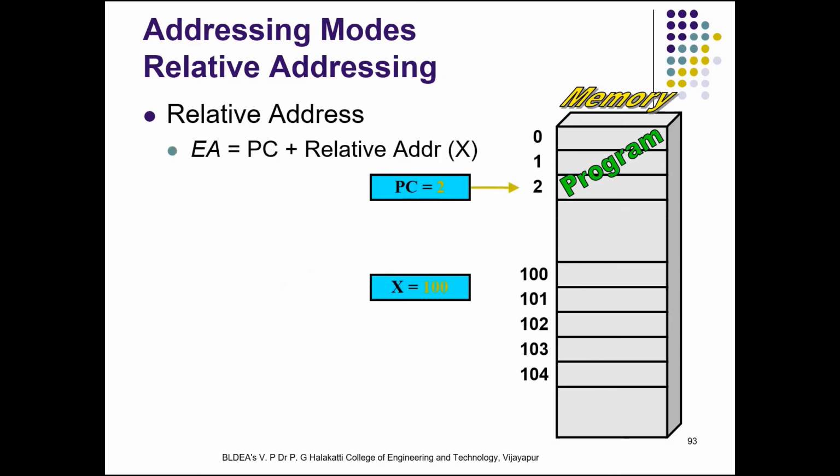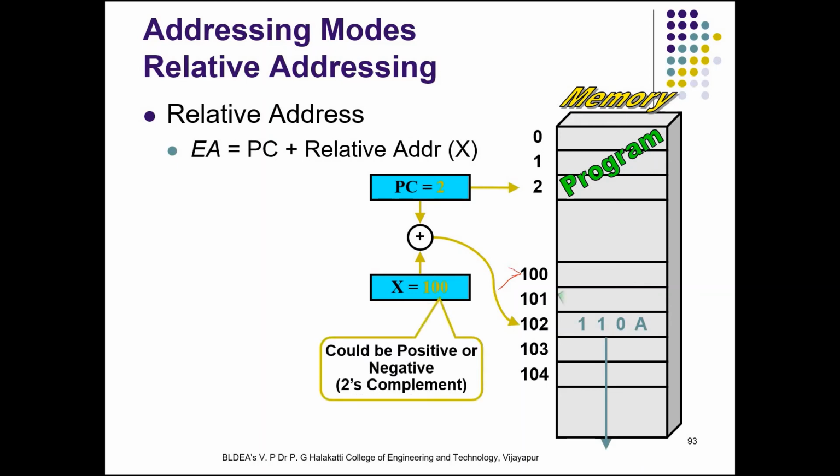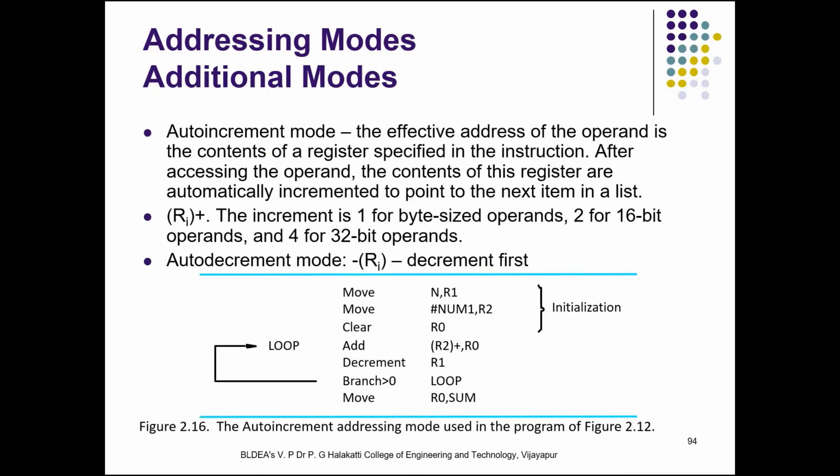Okay, so you can see here in relative addressing, the effective address is equal to PC plus the relative address, that is X. Now say here if PC is 2 and X is 100, that is somewhere ahead, then when I add these two, I am going to jump to an instruction ahead. Okay, so as I told you, it could be positive or negative. So we shall see auto increment and auto decrement.